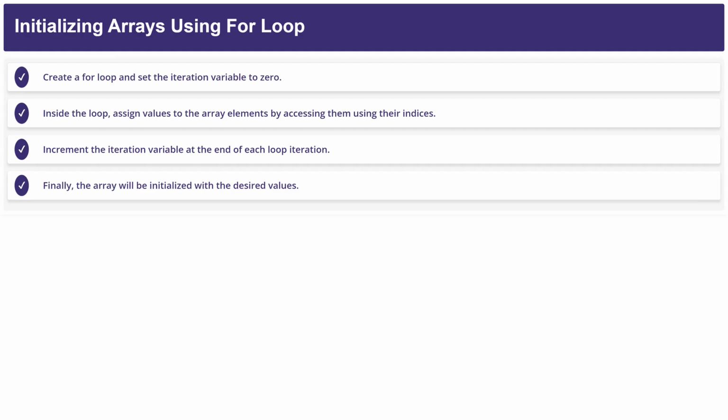Moving on, after declaring and allocating memory for the array, the next step is to create a for loop and set the iteration variable to 0. Inside the loop, you can assign values to the array elements by accessing them using their indices. Don't forget to increment the iteration variable at the end of each loop iteration. By following these steps, the array will be initialized with the desired values.